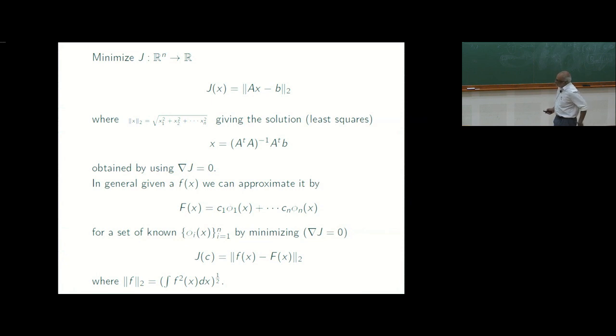Suppose in general you're given a function f of x, and you want to approximate it by a linear combination of functions phi of x, which are given for a set of known ones. Then you do a similar thing, except that you replace this with f of x minus capital F of x, where this time the norm is the continuous L2 norm.